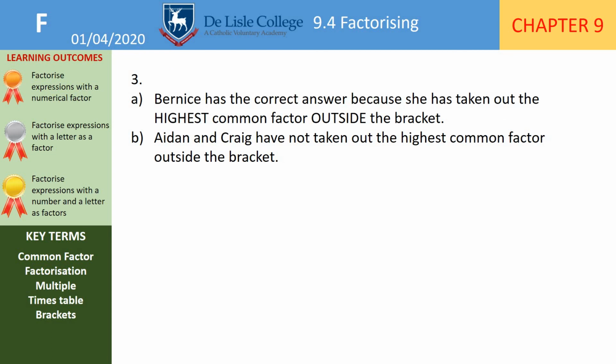The answer to question 4, and I've called it 3 for some reason, is that Bernice is the correct answer because she has taken the highest common factor outside the bracket. Aidan has not taken out the highest common factor.